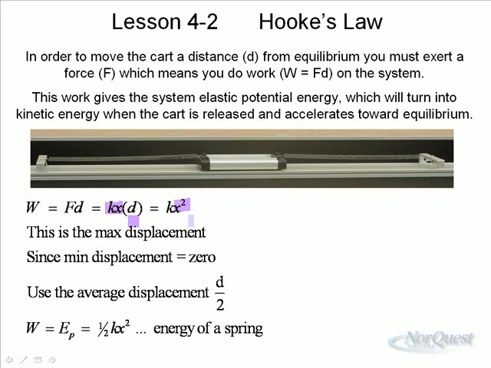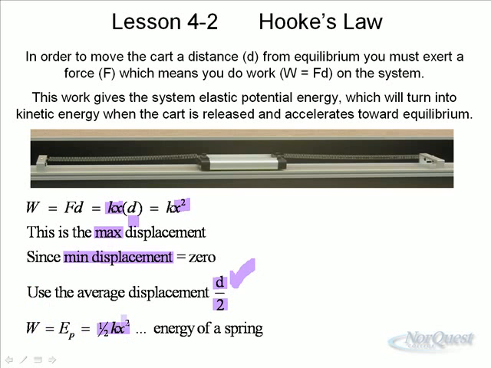Now we don't actually use work equals kx squared, and the reason is that the x we're using in this equation is the maximum displacement, but the minimum displacement is 0. So the average displacement is what matters for the work you do, which is d over 2, that is maximum divided by 2. And so instead of kx squared, it ends up being equal to 1/2 kx squared. And that's called the energy of a spring.